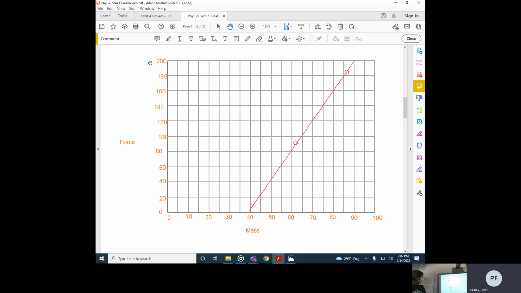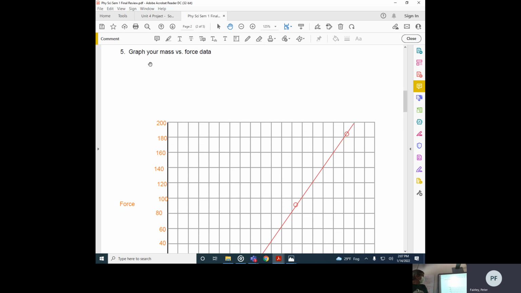Exactly. We need a title for the whole graph, huh? So I'm going to give you a couple starting phrases, and then you can choose which one you think makes sense. Remember, a good graph title is going to be a complete sentence that includes both axes, right? So here's one you could start with. Don't have to start with that one, you could.